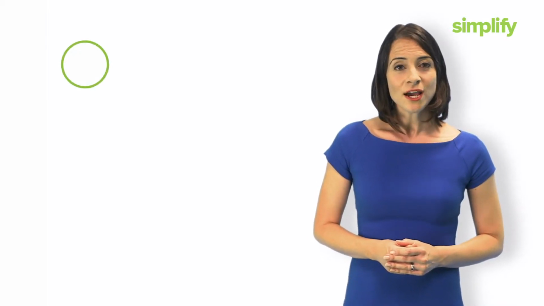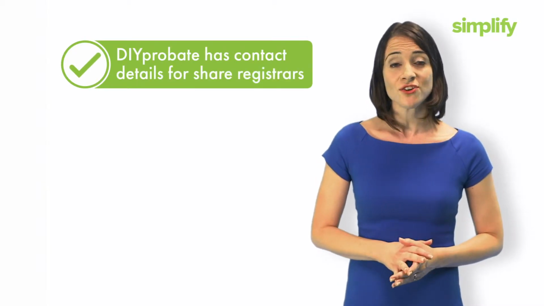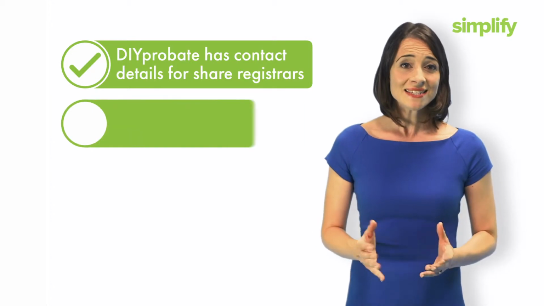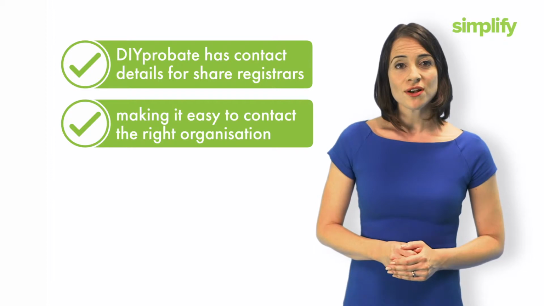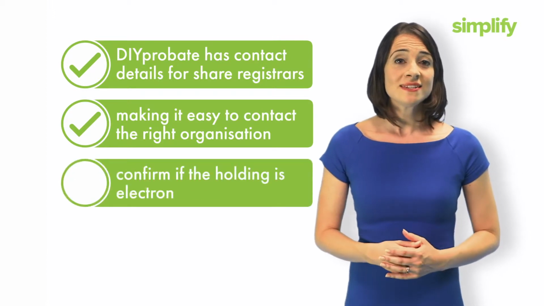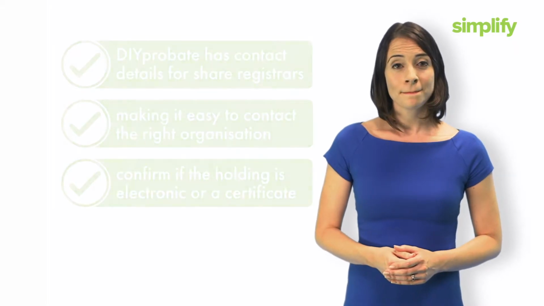Confirming ownership. First, there's the question of exactly what shares the deceased owned. Records of an individual's shareholdings in a company are kept by the company's share registrar. DIY Probate includes contact details for the 3 main share registrars in the UK, making it easier for you to contact the right organisation. The registrars will also confirm if the deceased's holding is in electronic or certificate form.